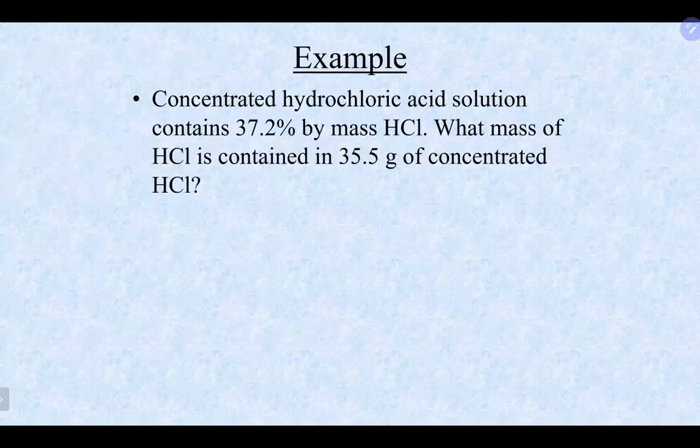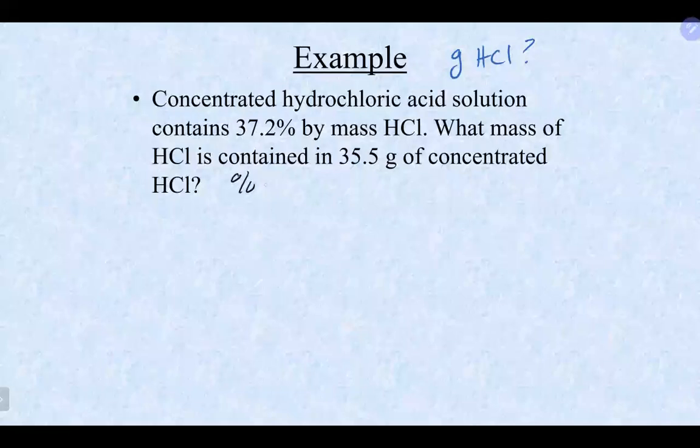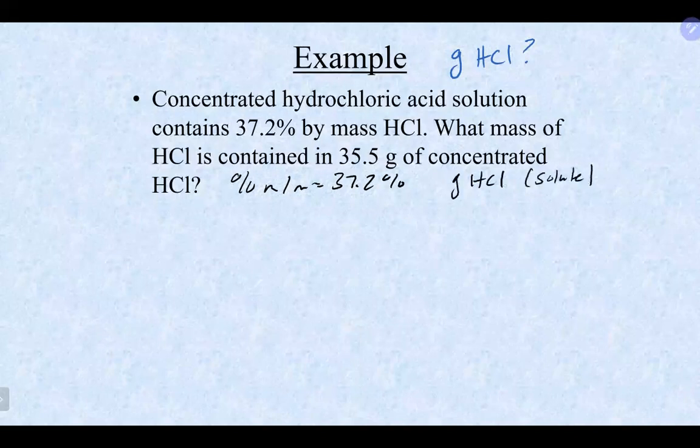Okay, all right, so I'm going to try this one here. Concentrated hydrochloric acid is 37.2% by mass HCl. What is the mass of the HCl in 35.5 grams of the concentrated HCl solution? Okay, let's take a look. In this case, we have the percent mass to mass given to us, which is 37.2%. We are looking for the grams of HCl, which is our solute.